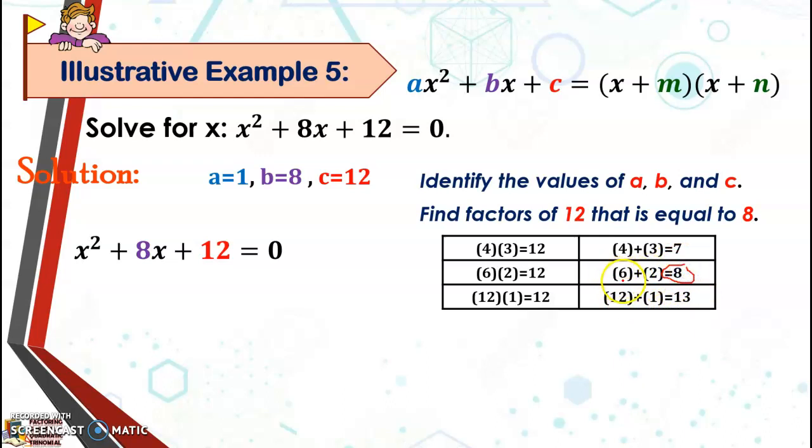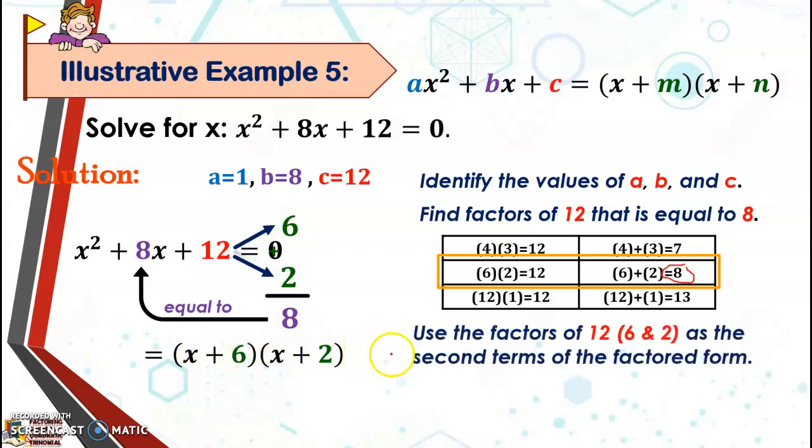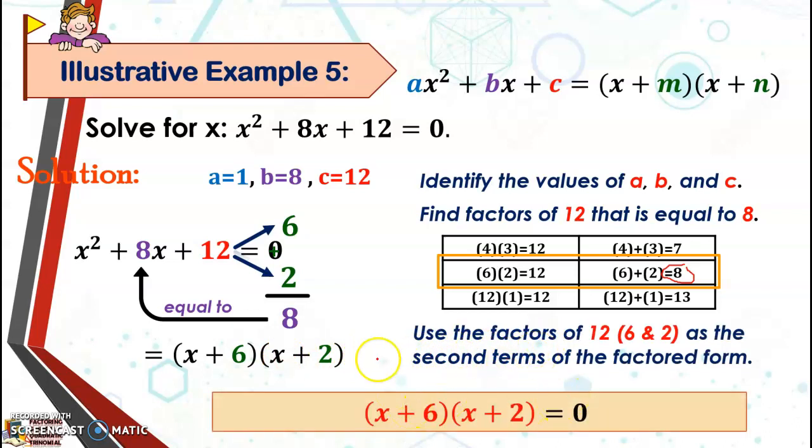So yung gagamitan natin is yung 6 and 2. Diba? So 6 tsaka 2. Yan. Equal sa kay 8. So, gawa ka ng dalawang close open parenthesis, tapos ilagay mo yung dalawang positive na 6 and 2. So, x plus 6, x plus 2. Pagkatapos yan, equate mo ng 0. Use the factors: x plus 6 times x plus 2 equal to 0.